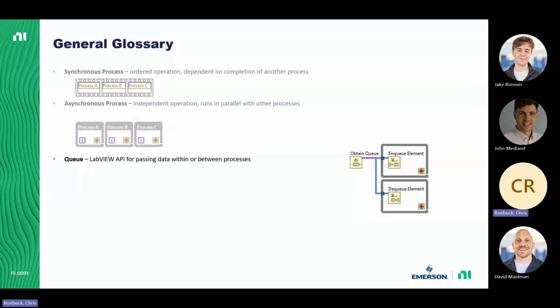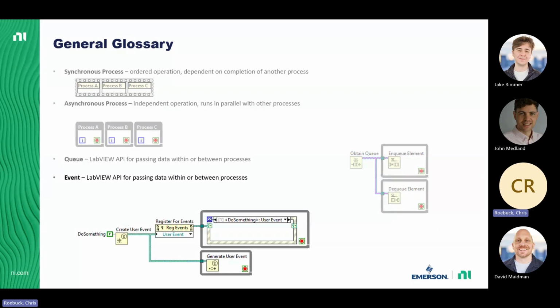But typically what we would see is data being published in one loop and being received in a second loop via this queue mechanism. Typically, that is part of a design pattern known as producer consumer. One loop is producing data, one loop is consuming data.